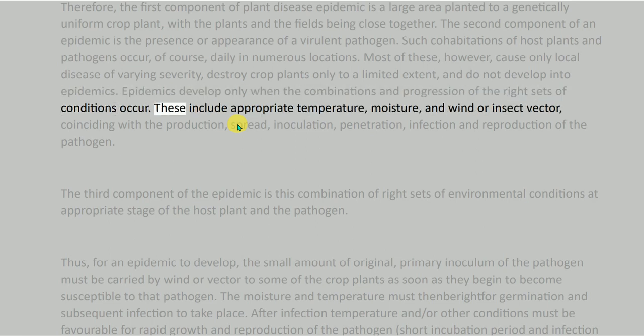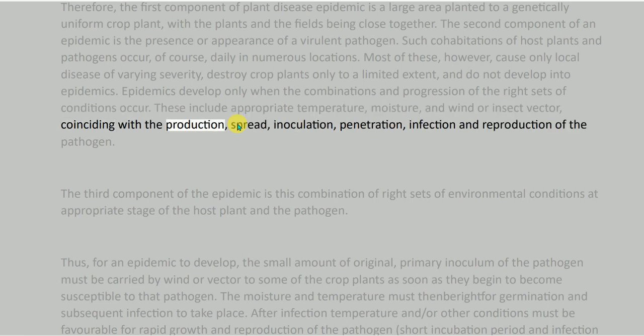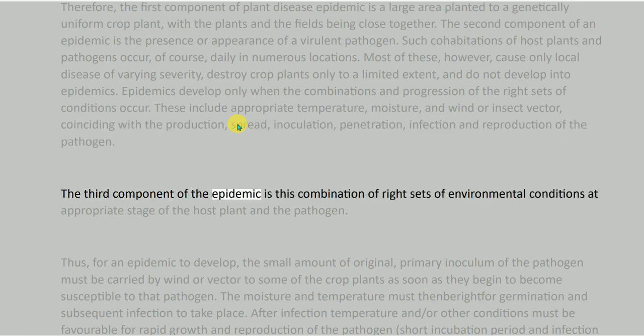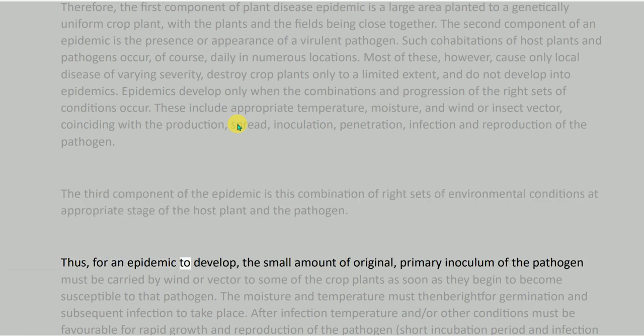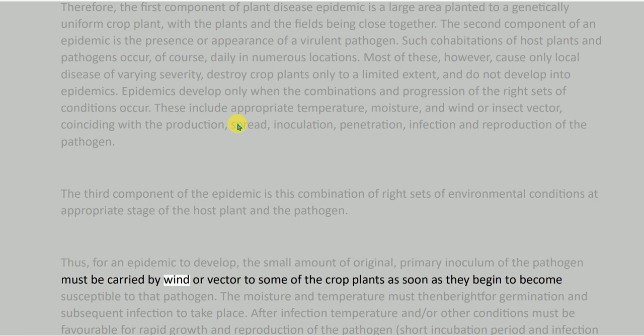These include appropriate temperature, moisture, and wind or insect vector, coinciding with the production, spread, inoculation, penetration, infection and reproduction of the pathogen. The third component of the epidemic is this combination of right sets of environmental conditions at the appropriate stage of the host plant and the pathogen. Thus, for an epidemic to develop, the small amount of original, primary inoculum of the pathogen must be carried by wind or vector to some of the crop plants as soon as they begin to become susceptible to that pathogen.